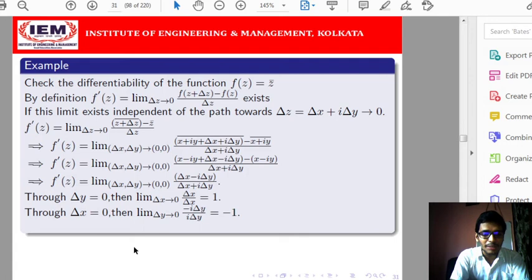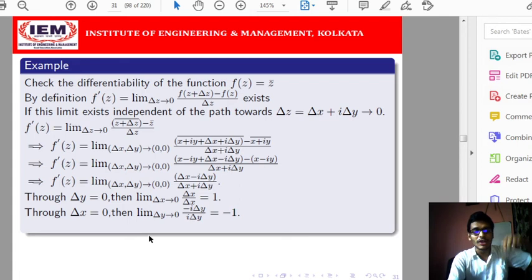Now if we consider the path Δx = 0 to approach the point (0,0), then Δx = 0 means the y axis. So on the y axis Δx = 0, that means the value of y will be only varying. So the limit Δy tends to 0 and Δx is 0. So this will be −iΔy by iΔy. So this will be −1.